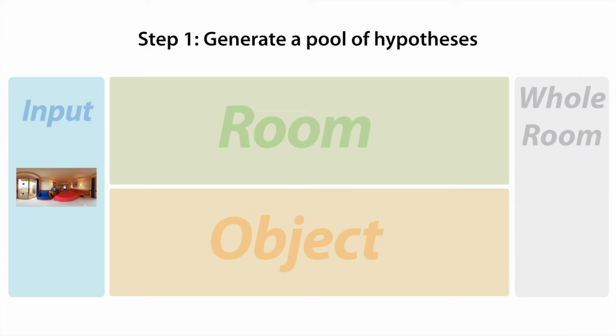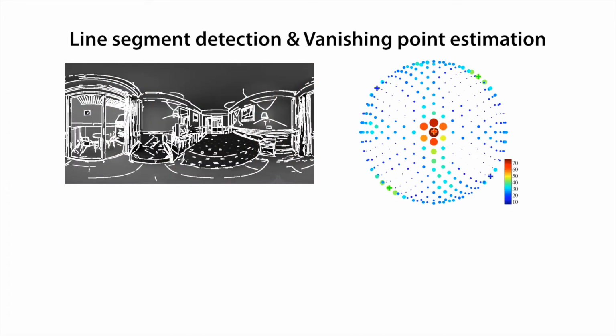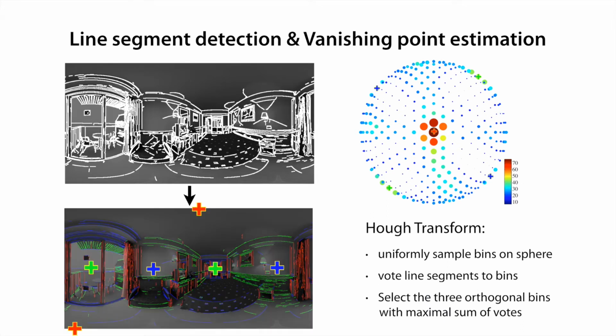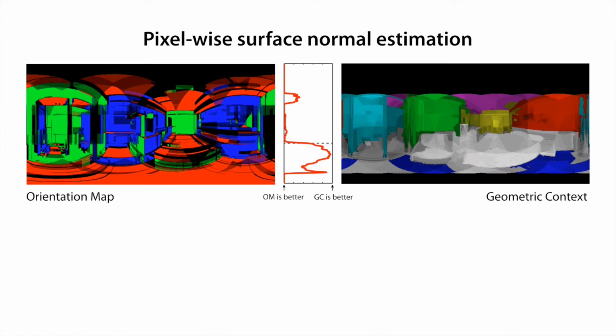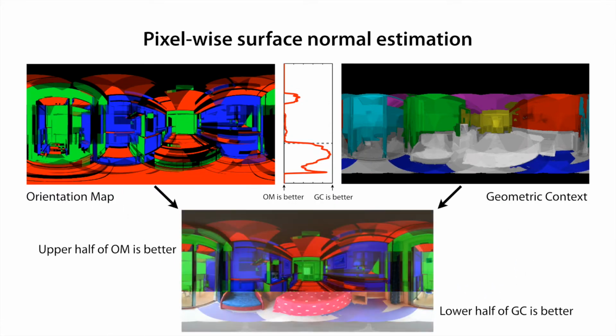We will first talk about how to generate room layout hypotheses. Under the Manhattan world assumption, we first extract the line segments from the panorama and use the Hough transform to get 3 orthogonal vanishing points. Then, we estimate the surface normal direction of each pixel in the panorama by running previous algorithms, orientation map and geometric context. In practice, we discover that the orientation map is more accurate than geometric context in the upper half, while the geometric context works better in the lower half. So we merge these two as our final surface normal estimation.